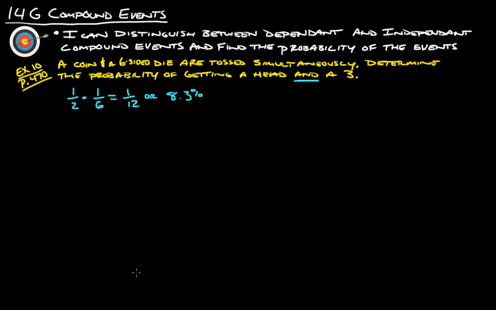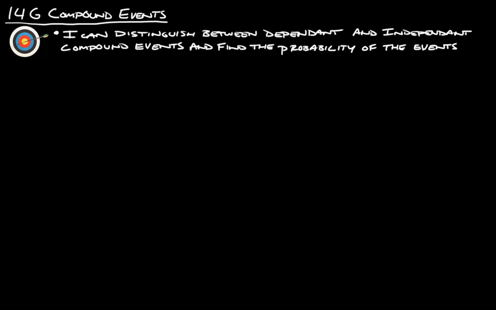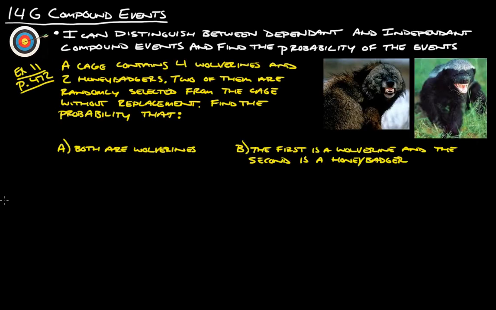Okay, so these would be considered independent events because, again, it doesn't matter what happens on the coin as to what you're going to roll on the die. Pretty much all dice and coins are independent events.